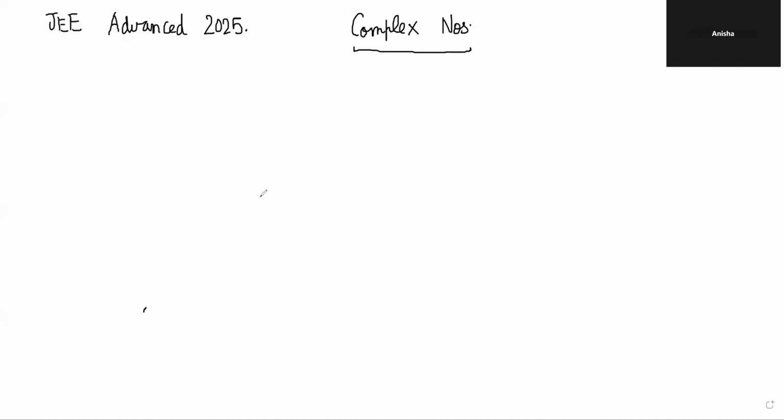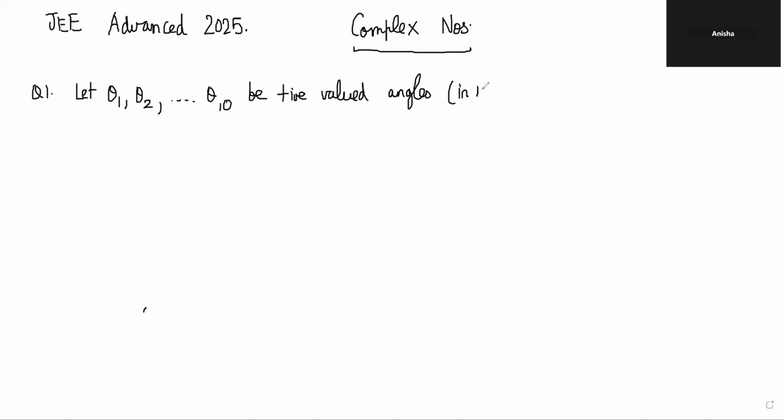We'll continue with complex numbers. So the first problem is: let theta 1, theta 2 till theta 10 be positive valued angles in radian such that theta 1 plus theta 2 adding all the way up to theta 10 is equal to 2 pi.